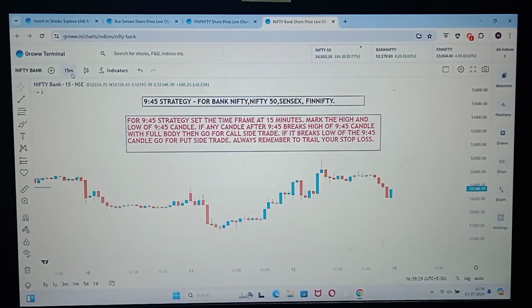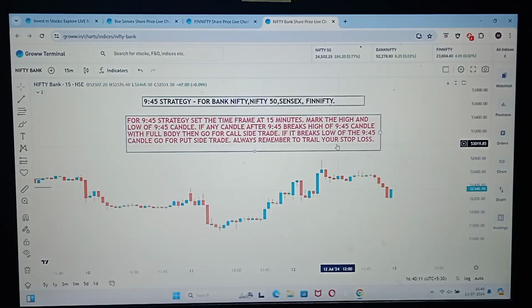You can clearly see. So next, mark the high and low of the 945 candle, as I'll show you. If any candle after 945 breaks the high of the 945 candle with full body, then only we will take the call position. If only the wick is breaking, we won't be taking it. And same, if it breaks the low of the 945 candle, we will go for the put side. So if the high is breaking, we will go for the call side. If the low is breaking, we will go for the put side.